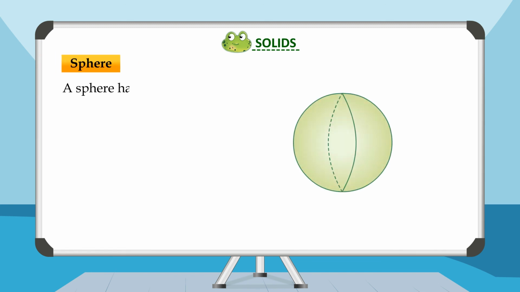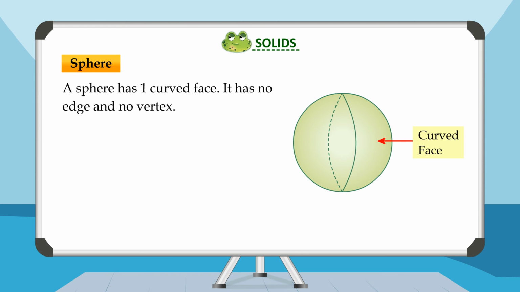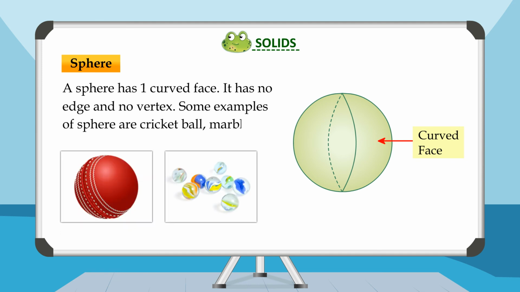Sphere. A sphere has 1 curved face. It has no edge and no vertex. Some examples of sphere are cricket ball, marble, etc.